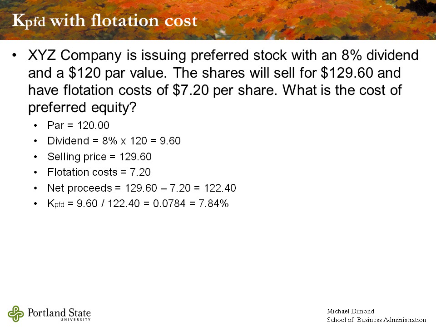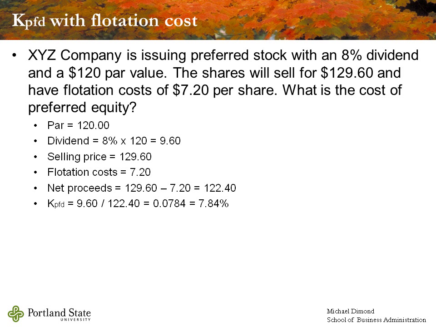The cost of capital which the company is going to have to bear for this preferred equity is going to be the ratio of the dividend they're going to have to pay divided by the amount they're going to realize from each share. Now, this is an important distinction to make. When we're figuring out the required rate of return which the investors are going to demand, they're going to be demanding it based on the amount that they pay. They're going to be demanding it based on the $129.60.